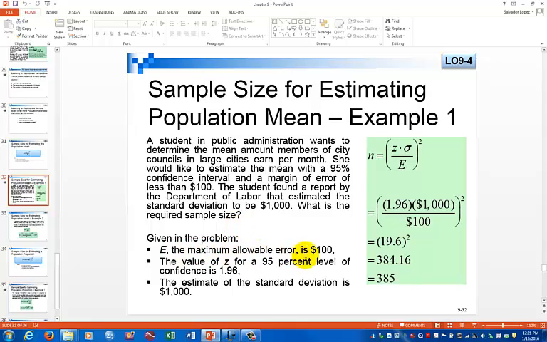Well, in the problem, we're given the $100 for E, the margin of error, or just simply call it error. The value of Z for a 95% level is 1.96, as we have seen before. And the estimate of the standard deviation is 1,000. So we use the formula I just showed you. n is equal to this squared. So Z is 1.96, sigma 1,000, error 100. Square, that's 19.6 squared, 384.16. You round it up, and it doesn't matter how small the decimals are, and end up with 385. That's the minimum sample size needed.